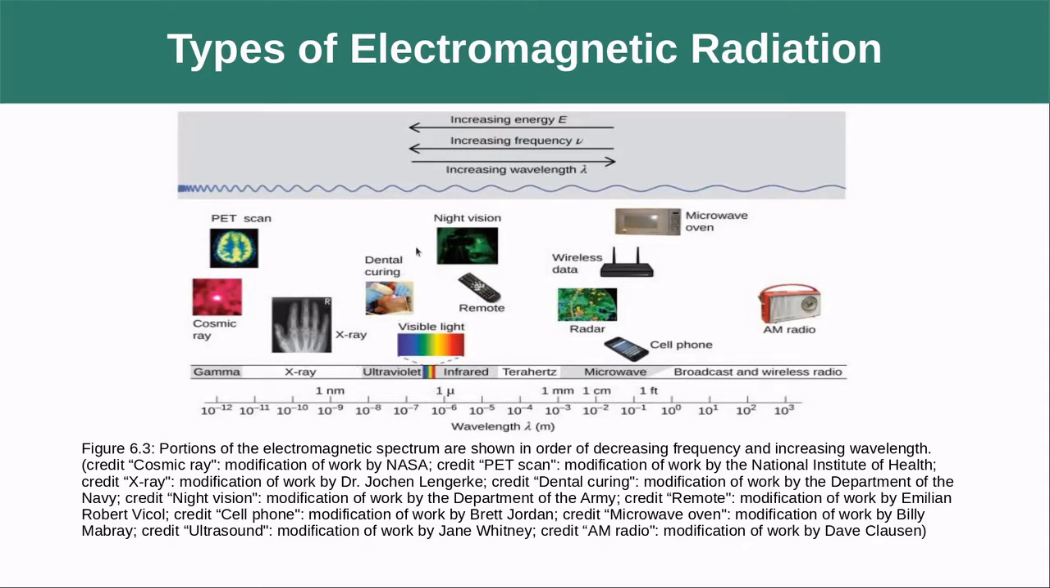These are used in a lot of things. Here they have the example of dental curing. There's also where they use ultraviolet radiation to cure glues and plastics and stuff like that. And this is also the type of radiation that's going to give you a sunburn from the sun.